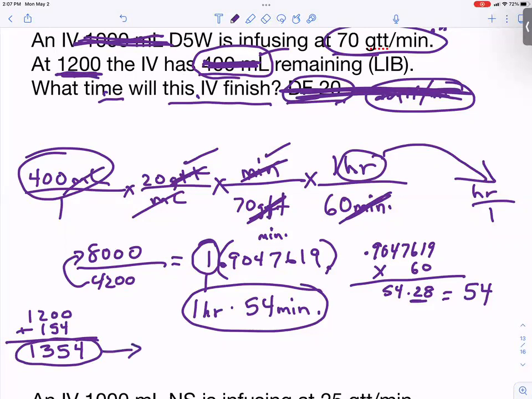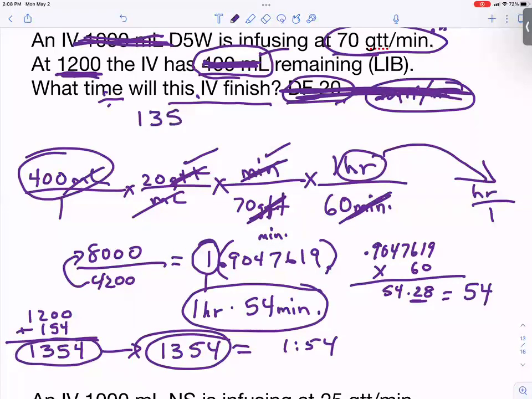And if you remember, 13:54 is equal to 1:54. But you're only going to write military time. So the answer to what time will this IV finish is 13:54. And that's all you write in your answer line.